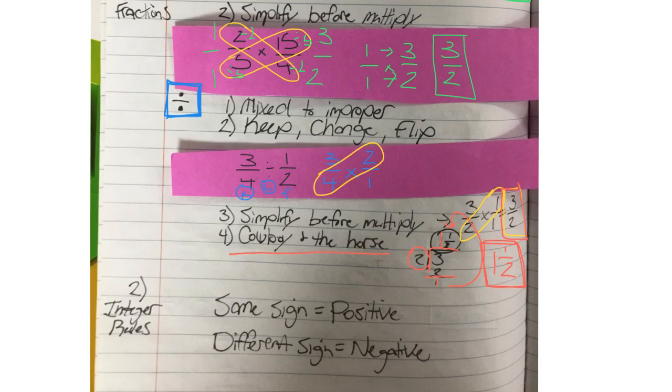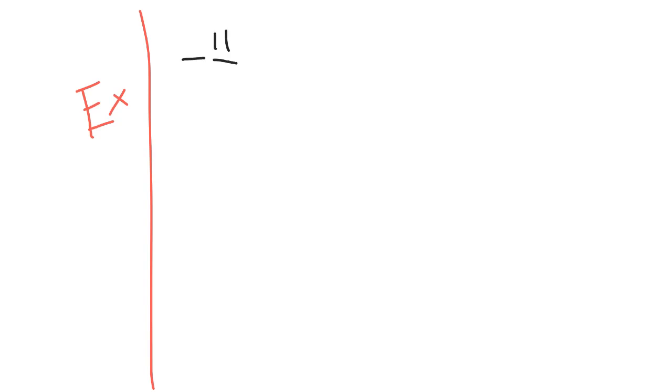So let's do one more page. Okay, on this page, we'll set it up with some examples. Our first one that we are going to do here, let's do negative 11 over 12 times 4 over 7.